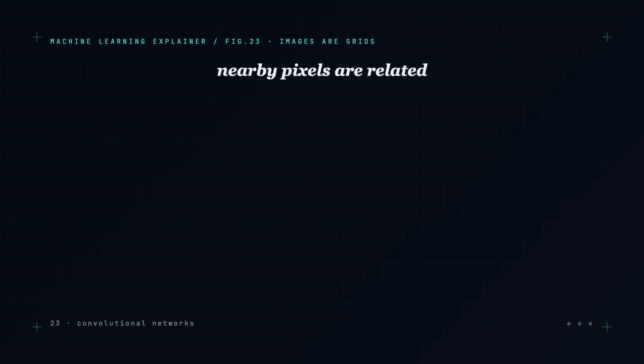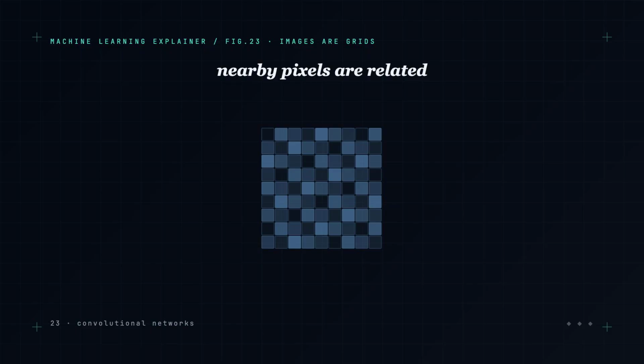An image isn't a flat list, it's a grid of pixels, and structure lives in that grid. A nose is a cluster of nearby pixels. An edge is a sharp change between neighbors. The plain network threw that away by flattening everything. A CNN keeps the grid intact and exploits the one fact that matters most: nearby pixels are related.